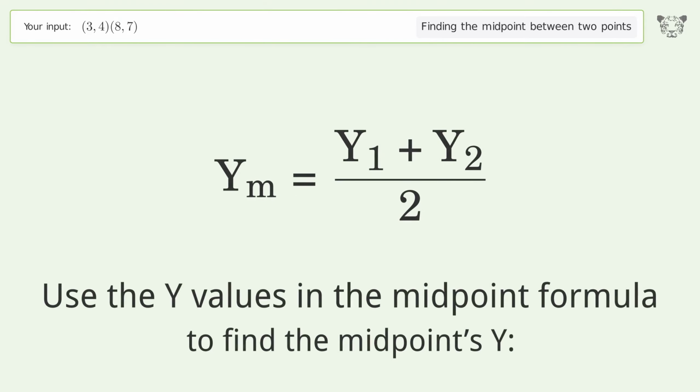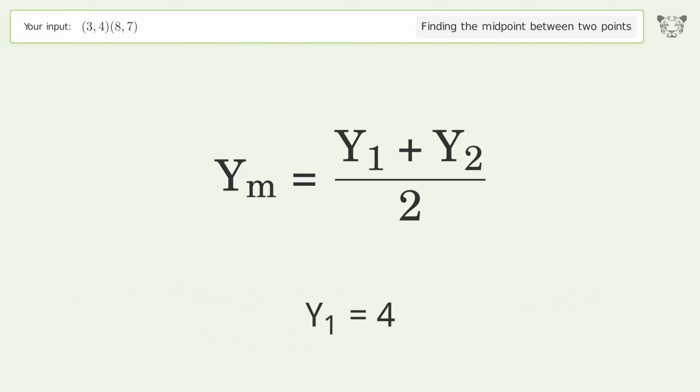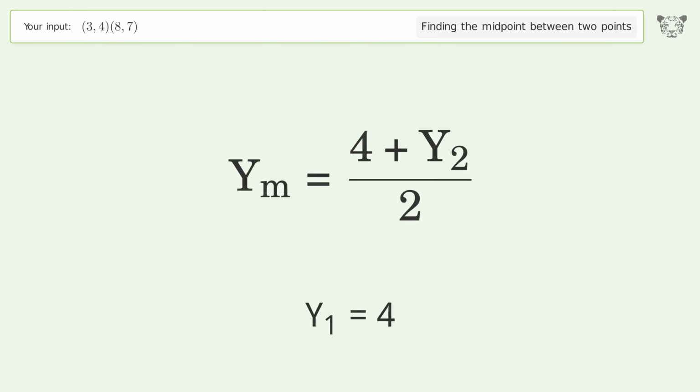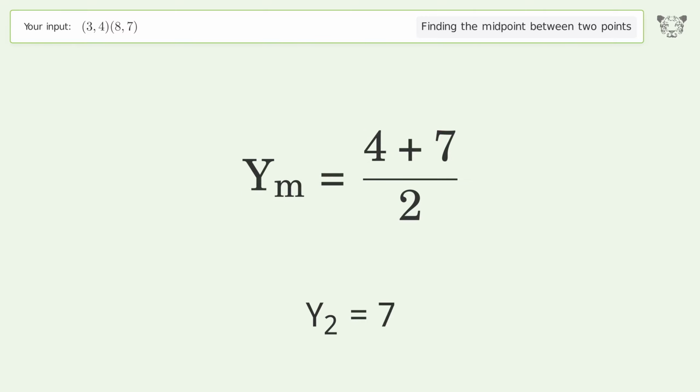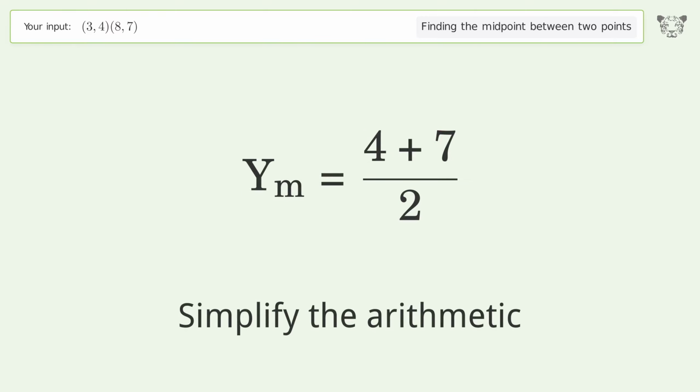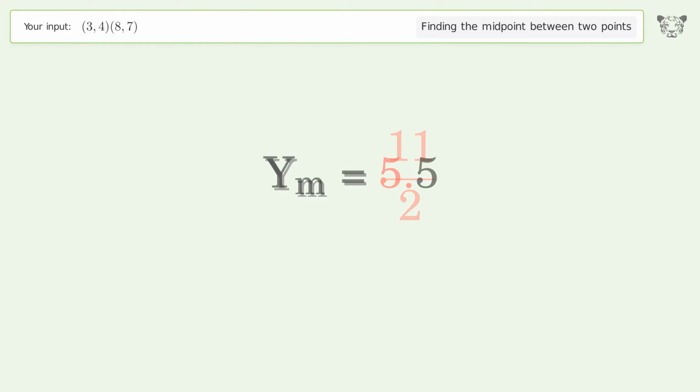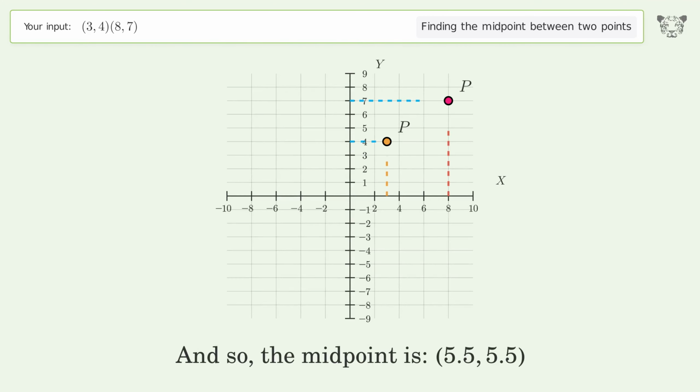Use the y values in the midpoint formula to find the midpoint's y. y1 equals 4. y2 equals 7. Simplify the arithmetic. And so, the midpoint is 5.5, 5.5.